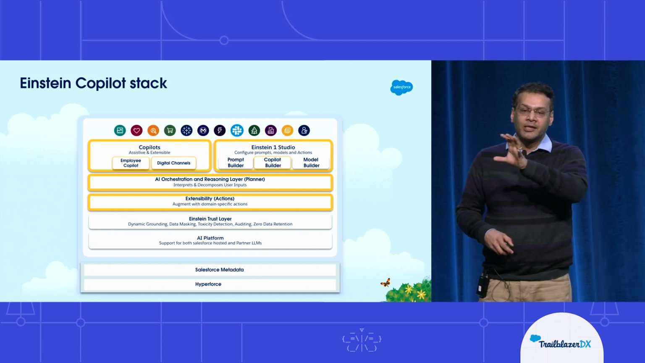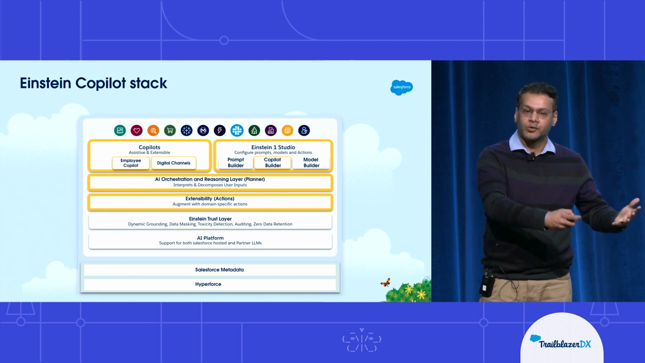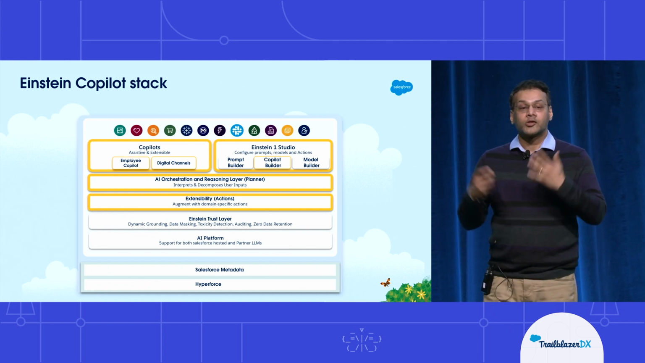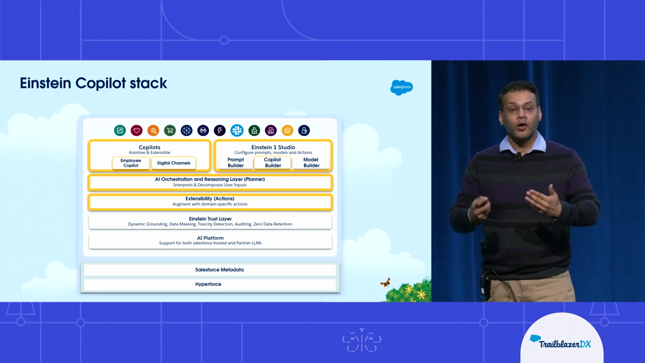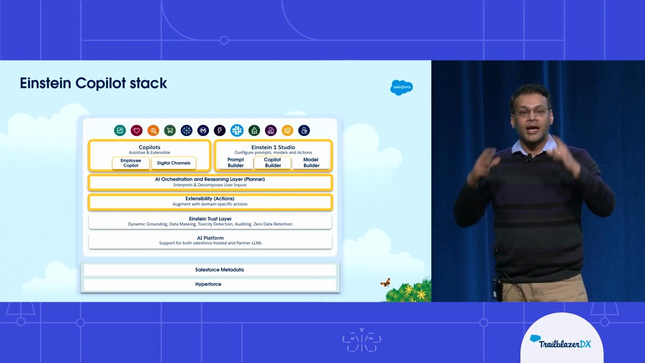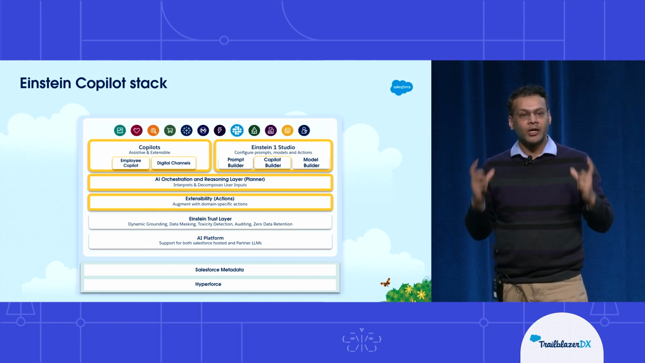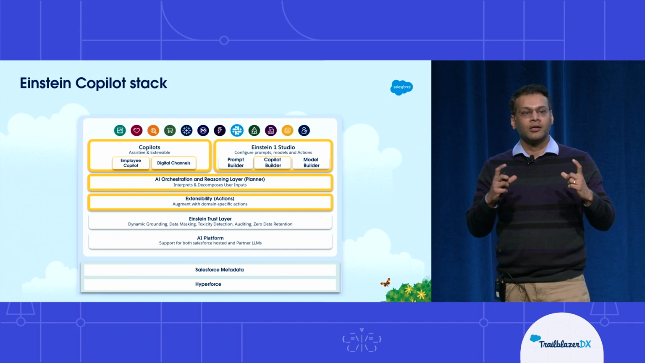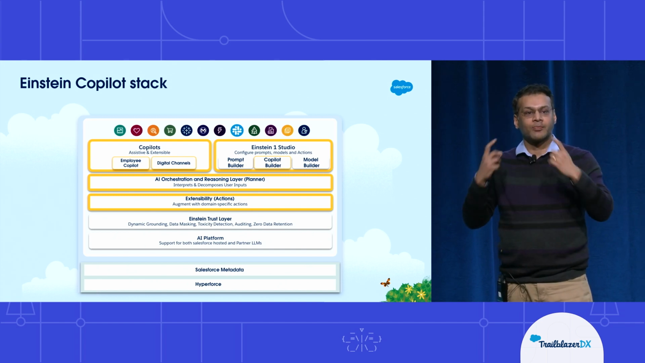Then there are Copilot experiences. We have the employee Copilot that is built into the Salesforce CRM, but we also have the digital channels that you can deploy in your consumer-facing channel, whether web channel, WhatsApp channel, Facebook channel. That is all built on the same stack. So once you build your actions on one stack, it can be deployed in different areas. So that's the power of having a unified stack built on the metadata layer. We have the Einstein Studio. This is where the magic is witnessed, where you can configure Copilots, you can build prompts, you can build models. All of this comes together in Einstein Studio.